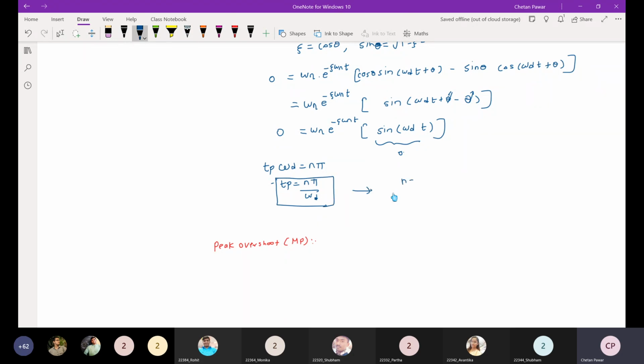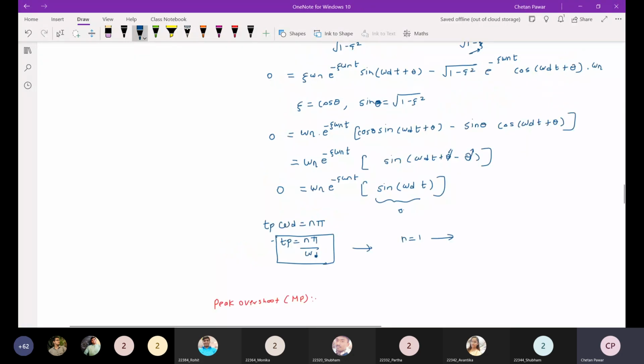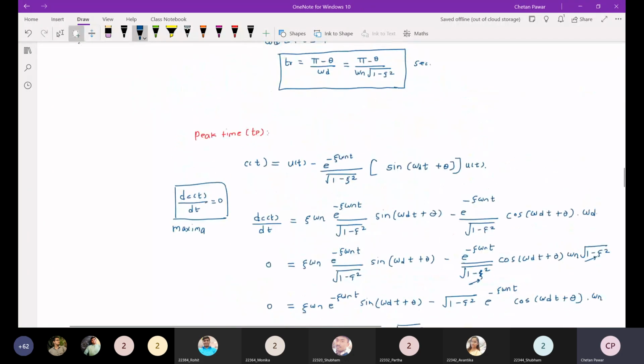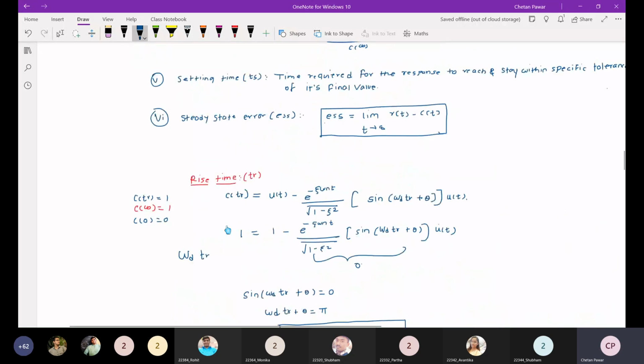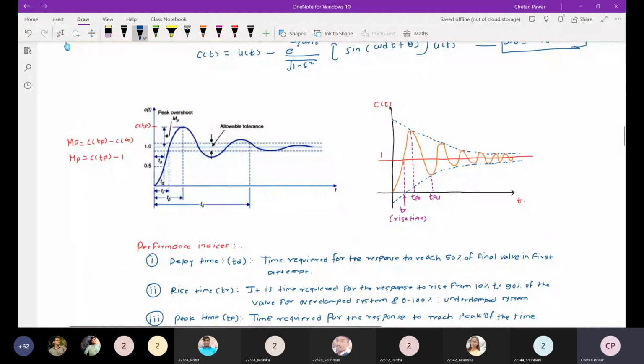Now, when n is equal to 1, that will be the first peak, right? Because this particular equation will give us the maxima also and minima also, right? Okay. So when n is equal to 1, the first peak will be obtained. When n is equal to 2, the second peak will be obtained. So this will be the first peak overshoot. Then this is the first undershoot. Okay. This is called the second overshoot, and this is the second undershoot.